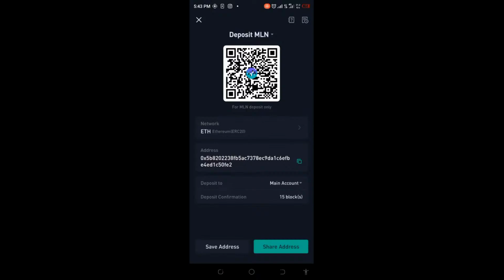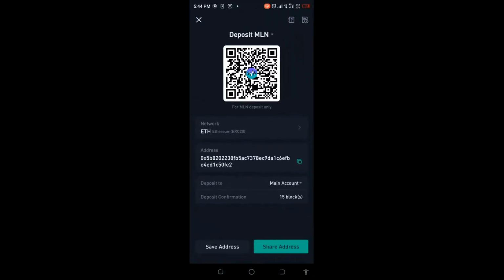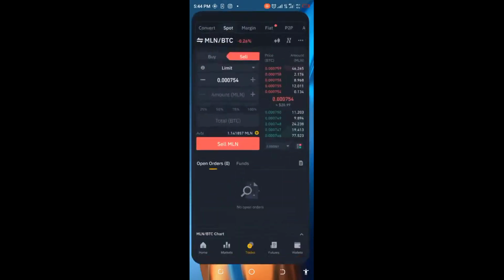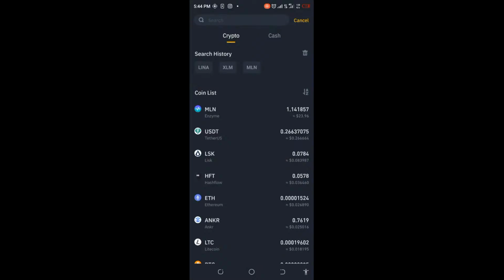Now, as you can see here, I just have to pick this. Okay, that's the copied, it's ERC20. Make sure it's the same. It must be the same. Don't forget, it must be the same. Okay, so let's run along to withdraw this. So we're going to withdraw. What are we withdrawing? We're withdrawing the MLN. You can see we have 1 point, it's equivalent of 23.96.